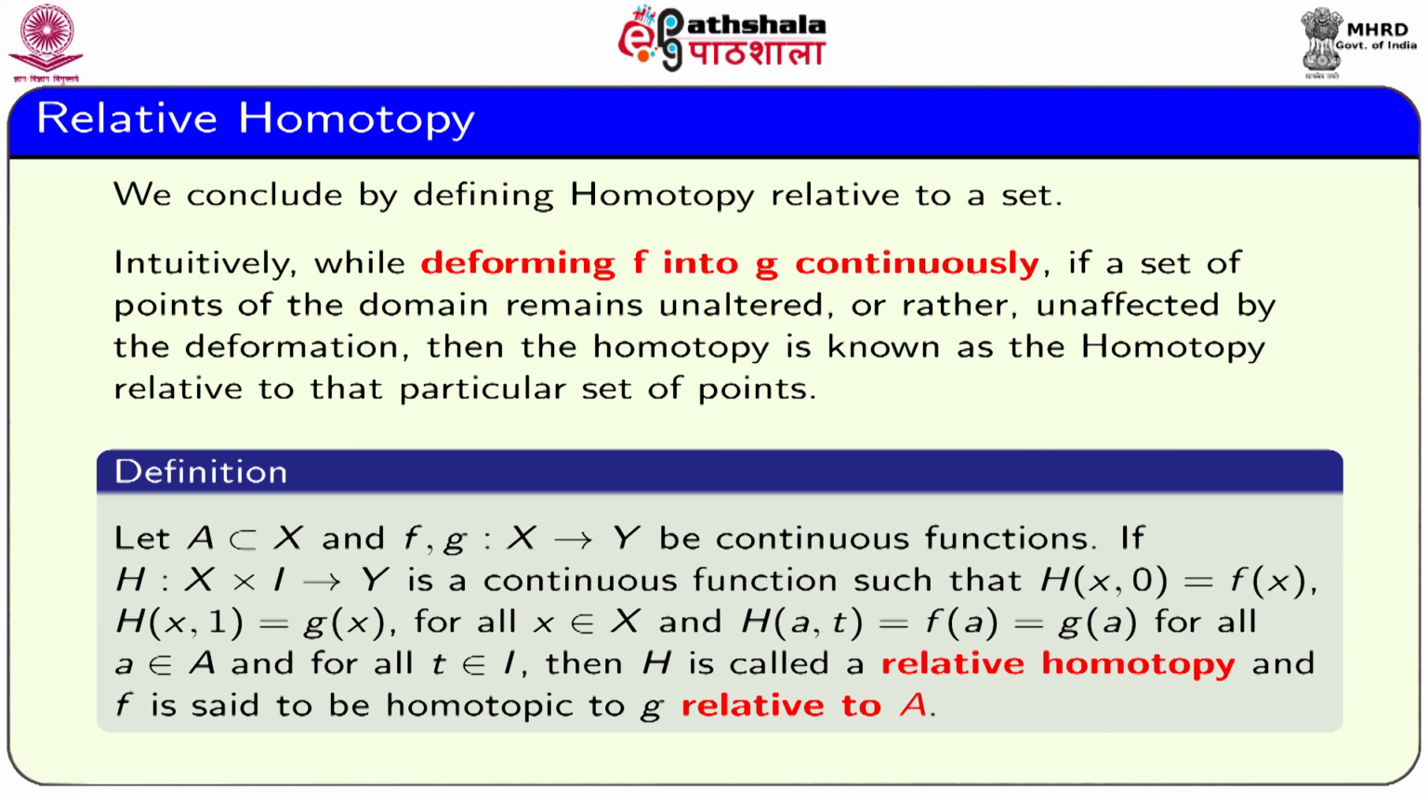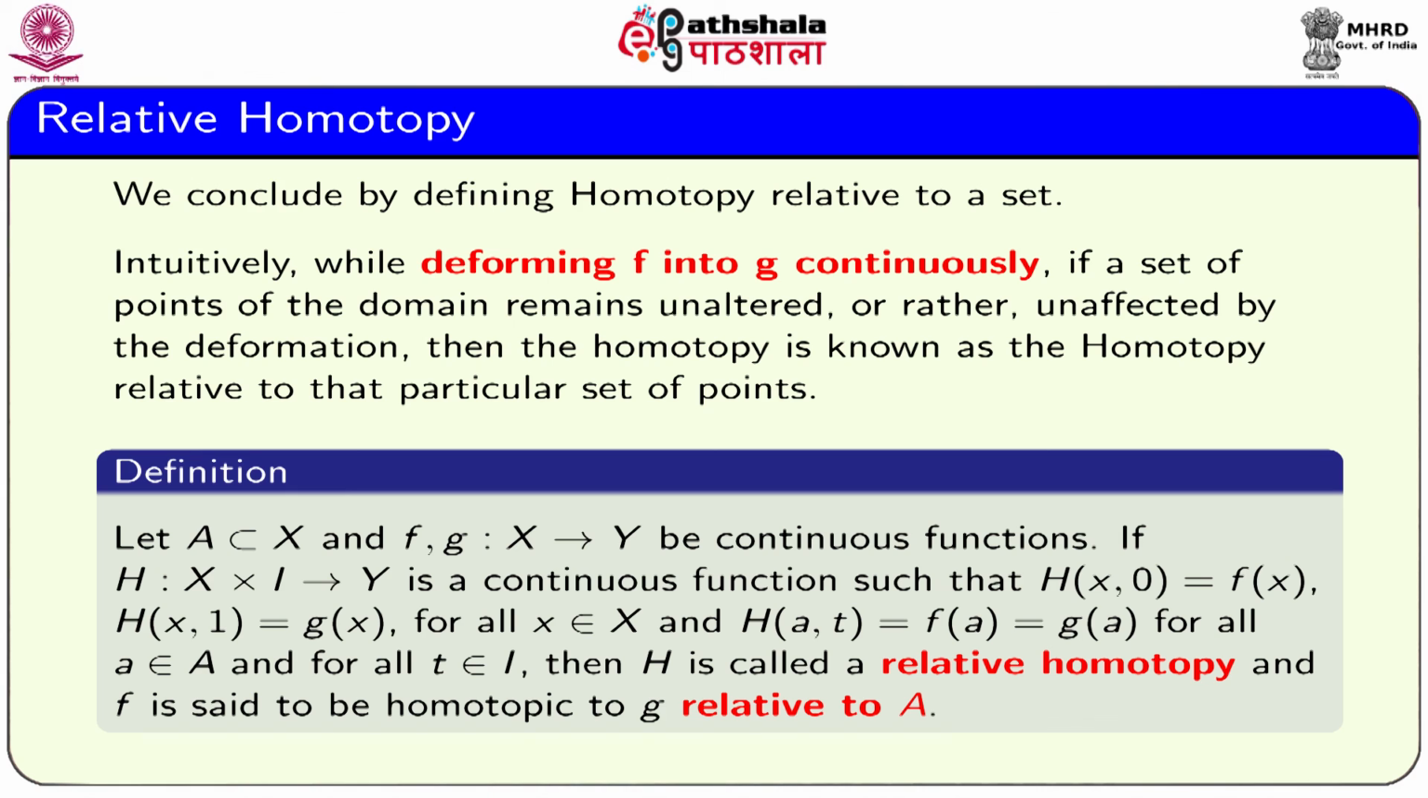So, if we formalize this intuitive idea, then we get the definition of relative homotopy: given a subset A of X, and given two continuous functions f and g from X to Y, if H from X cross I to Y is a continuous function such that H(x,0) is f(x) and H(x,1) equal to g(x) for all x belonging to X, and further at every point a of A, H(a,t) is equal to f(a) and that is again equal to g(a), then H is called a relative homotopy, or f is said to be homotopic to g relative to the set A.